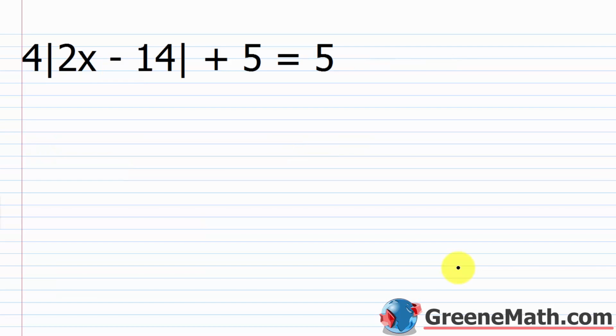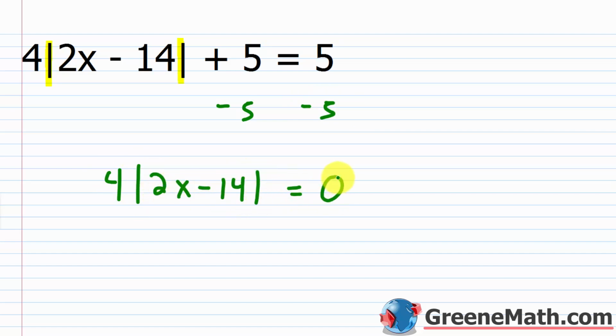So let's look at this equation here. We have 4 times the absolute value of 2x minus 14, then plus 5 is equal to 5. So again, our goal is always to isolate the absolute value operation. And when I subtract 5 away from each side, you're going to immediately see you have a problem. You get 4 times the absolute value of 2x minus 14, and this is equal to 0.